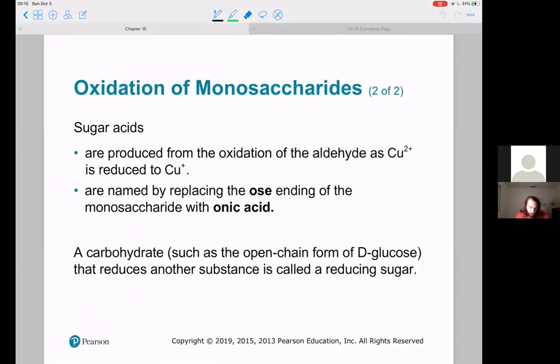We can do that for our aldoses using, again, that Benedict's reagent, which is copper with a 2+ charge, and then it gets reduced to copper with a 1+ charge. And again, we're going to replace the name of the sugar, the -ose, with -onic acid. Sugars that have free aldehydes are going to be called reducing sugars. That is, sugars that when they're in their closed chain form can open back up and have an aldehyde. That's a reducing sugar.